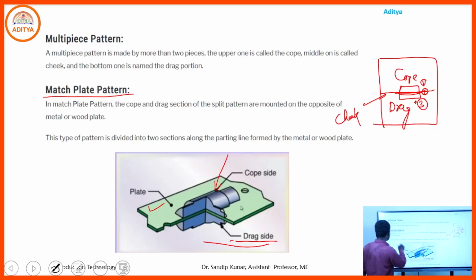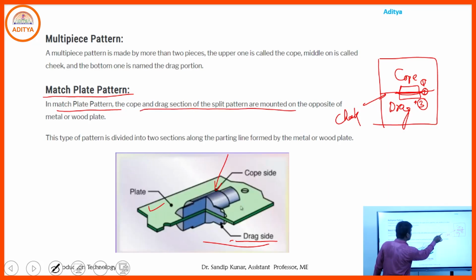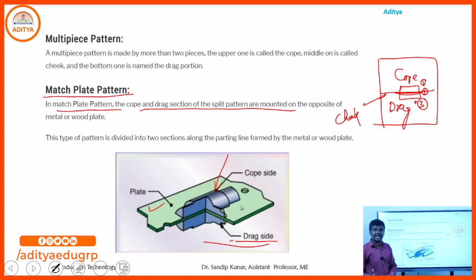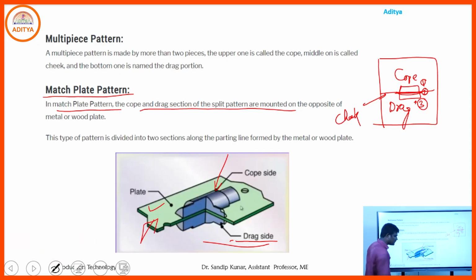Okay, in match plate pattern, the cope and drag sections of the split pattern are mounted on the opposite sides of the metal or wood plate. If we consider that is the metal plate or wood plate, both shapes of the pattern will be kept on both sides of the match plate. That is called match plate. Means match plate may be made of metal or may be made of wood. We keep both parts on opposite sides of the metal plate or wood plate. That is the match plate pattern.